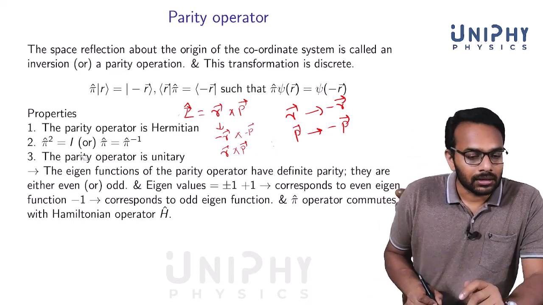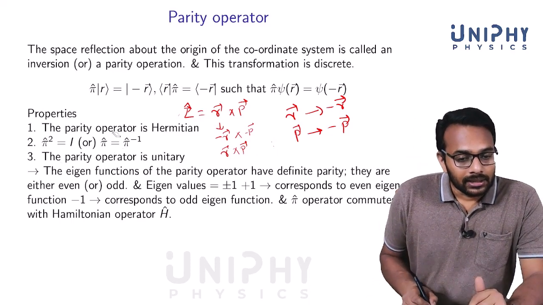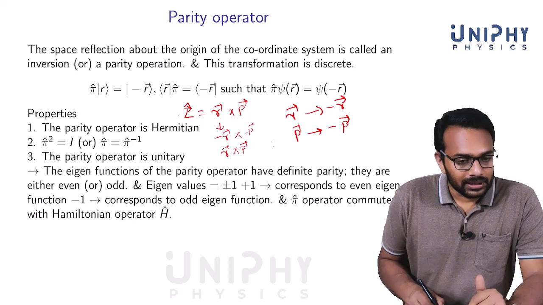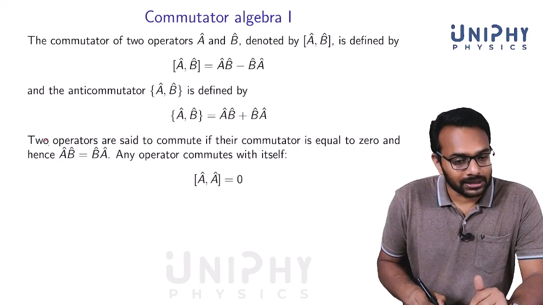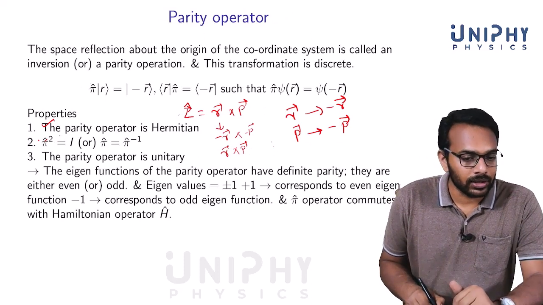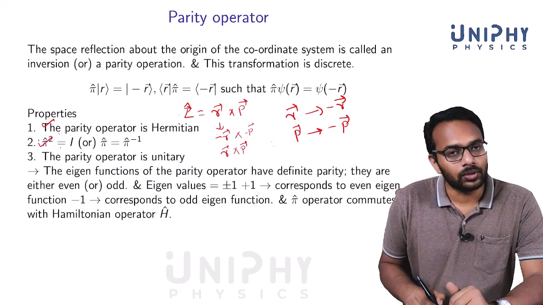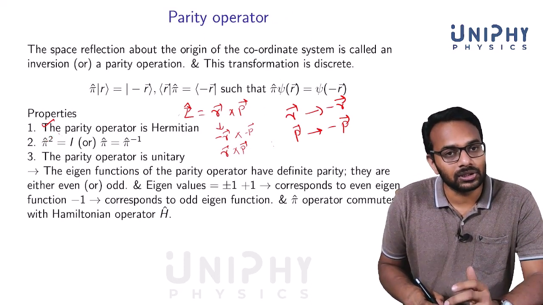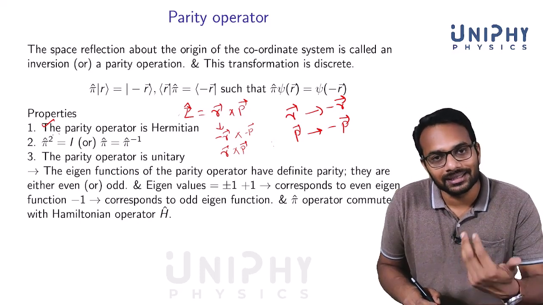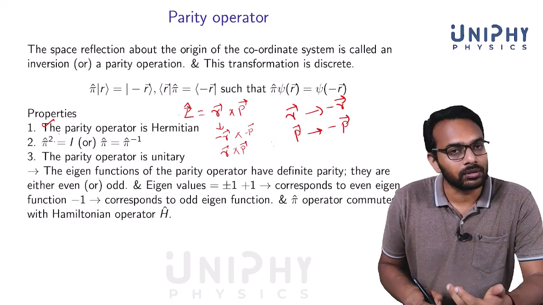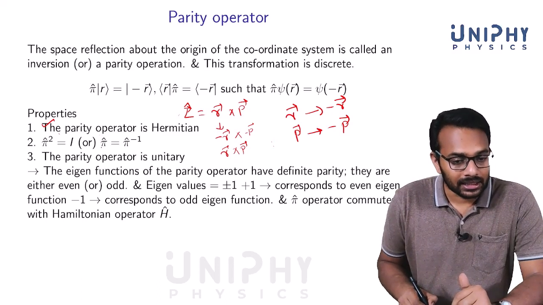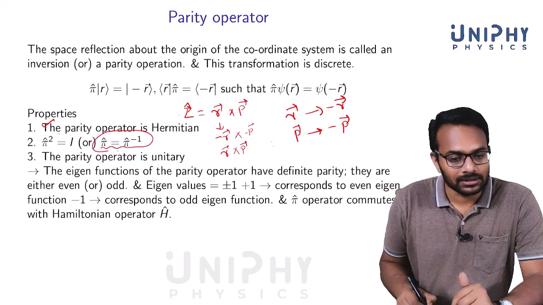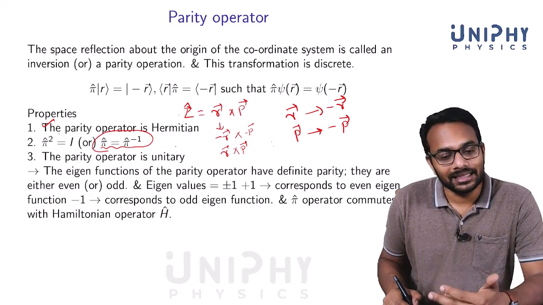Again, some of the properties: the parity operator is Hermitian, and the square of the parity operator is the unit operator. If you remember the projection operator, the square of the projection operator is itself, whereas the square of the parity operator is the unit operator. In other words, it's its own inverse. The parity operator is its own inverse.